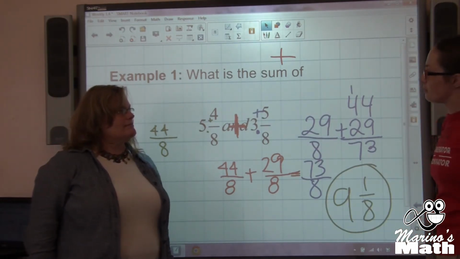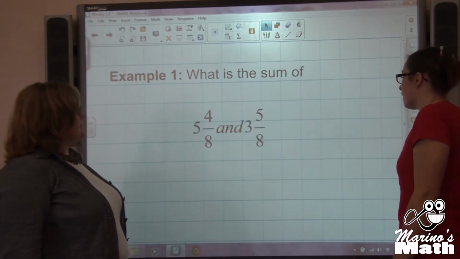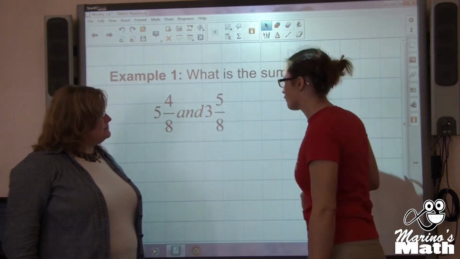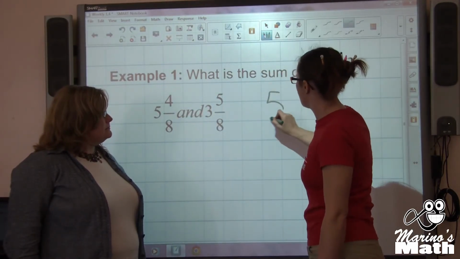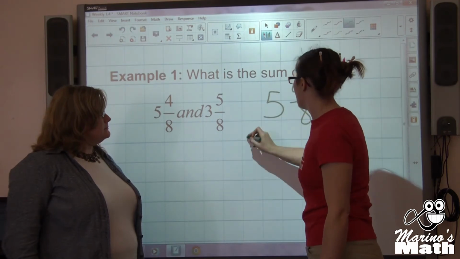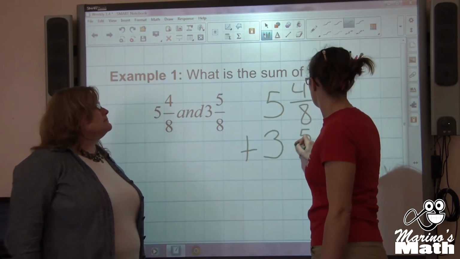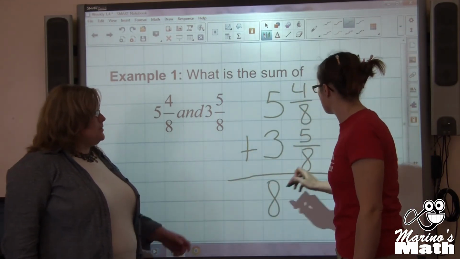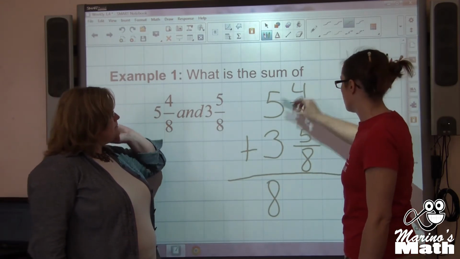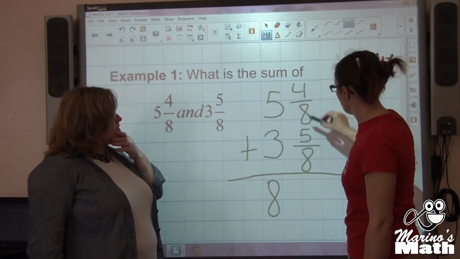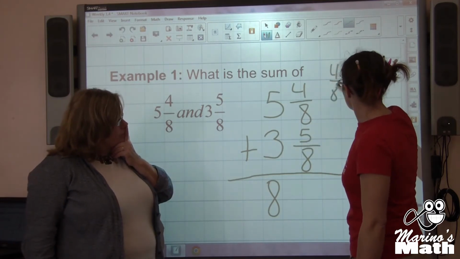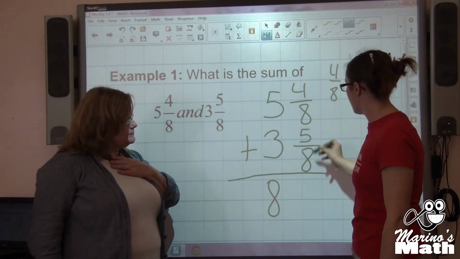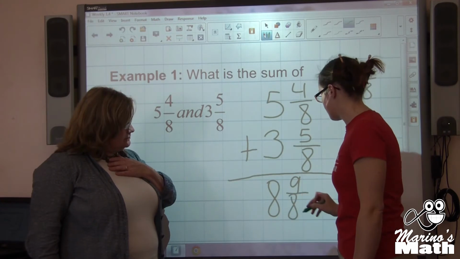I have a different way of doing it. Let me see. Yeah, because we actually don't have to rewrite our numbers as fractions. We can write 5 and 4/8 plus 3 and 5/8. 5 and 3 gives me 8. We're going to add the whole numbers together, and the fractions separately, because 4 over 8 plus 5 over 8, I can just add my numerators. So 4 and 5 gives me 9 over 8.